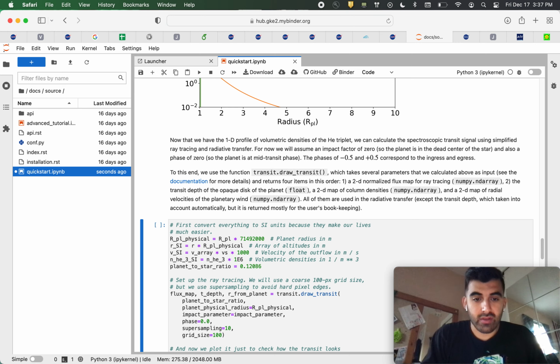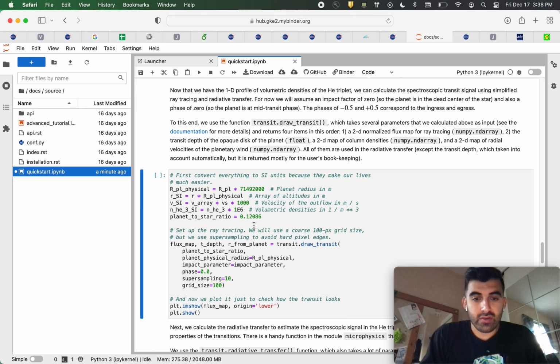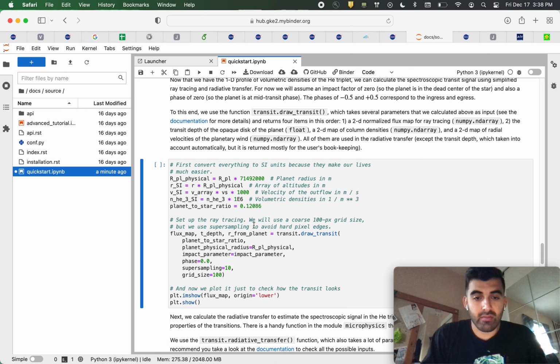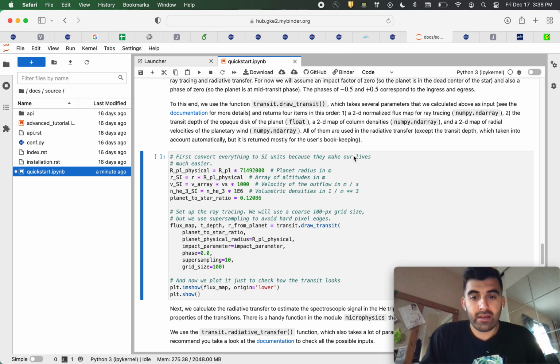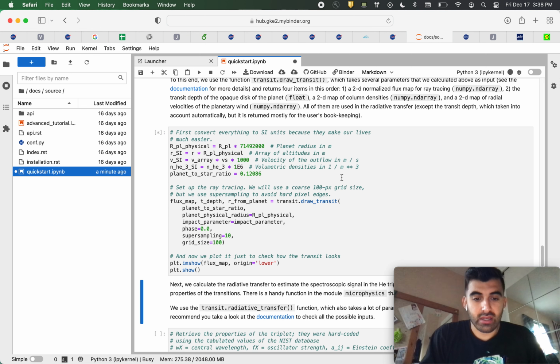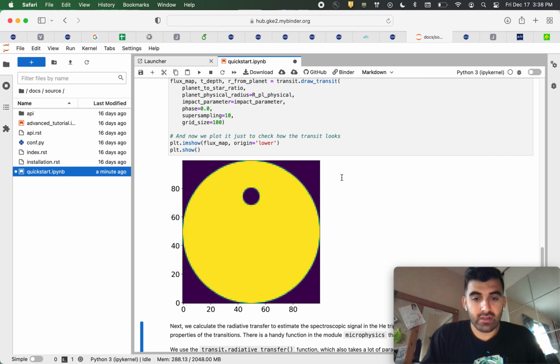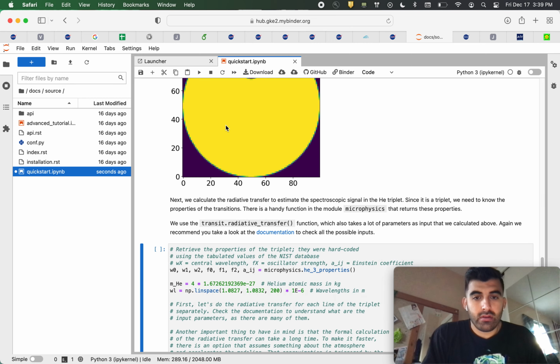And before we do that, we are going to find where our planet is transiting the star, and we can define that ourselves. So here we're going to give it our planetary radius, our array of altitudes, and so on and so forth. We're going to assume that the phase is between negative 0.5 and 0.5, so that the planet looks like it's transiting right in the middle of the star, like so. This will make our calculations easier.